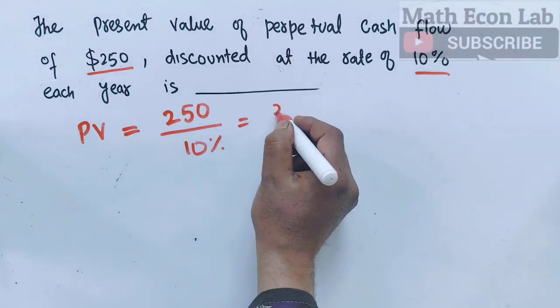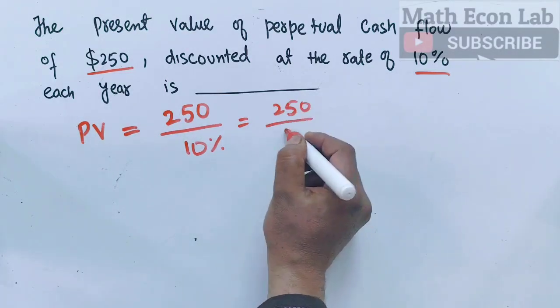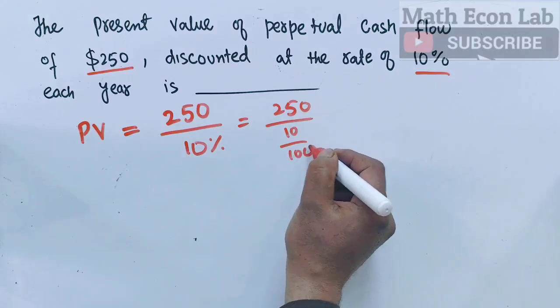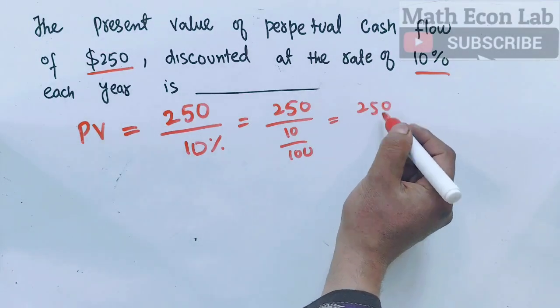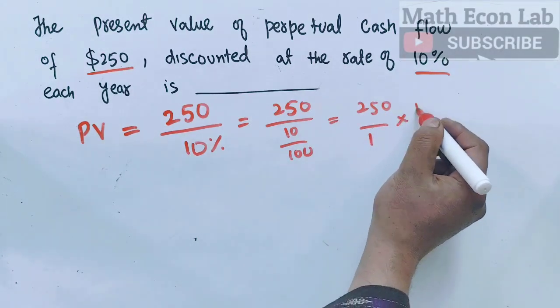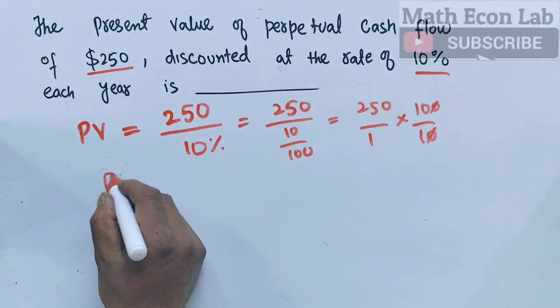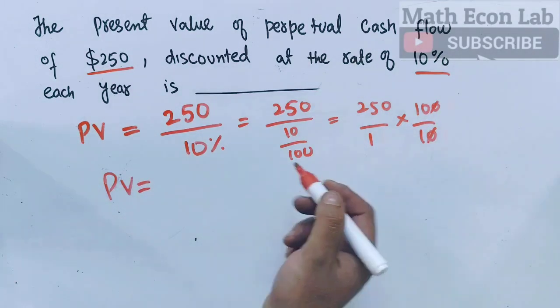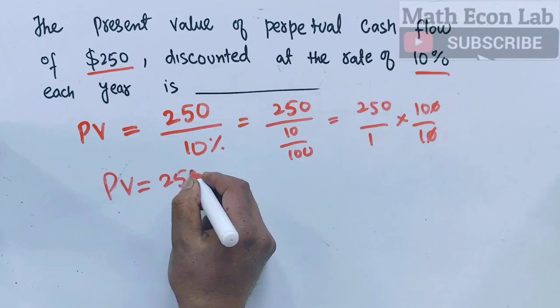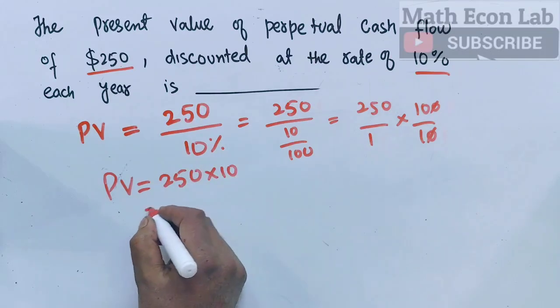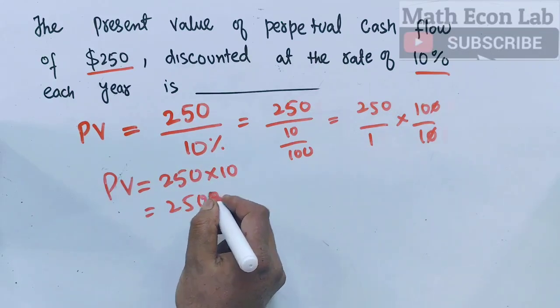So which is equal to 250 divided by 10 divided by 100, which is equal to 250 divided by 1 into 100 upon 10. This gets cancelled. Our present value of perpetual cash flow will be 250 into 10, which is equal to 2500.